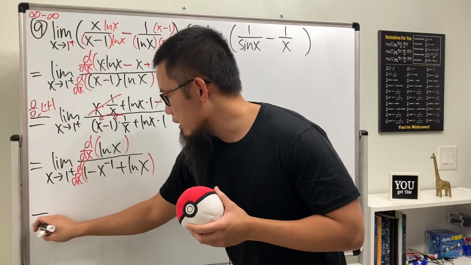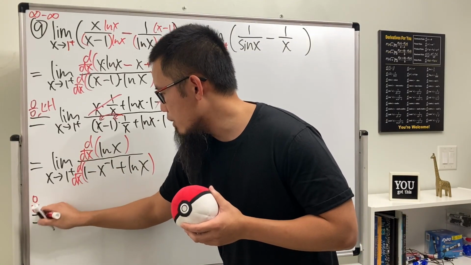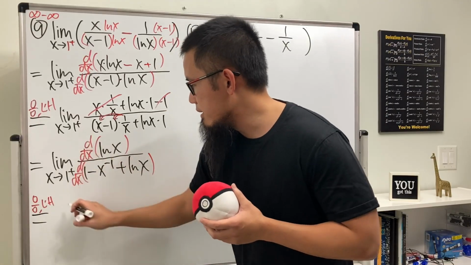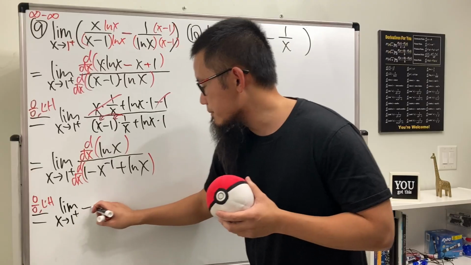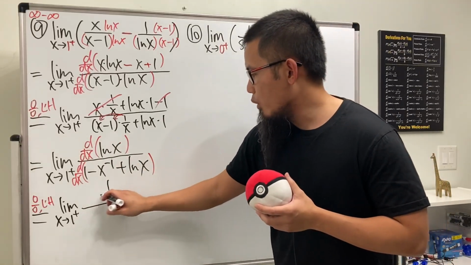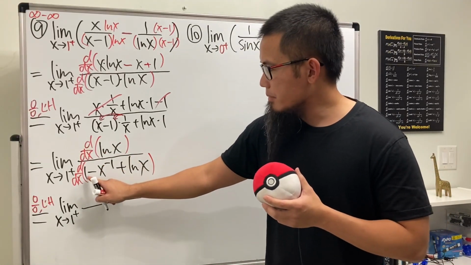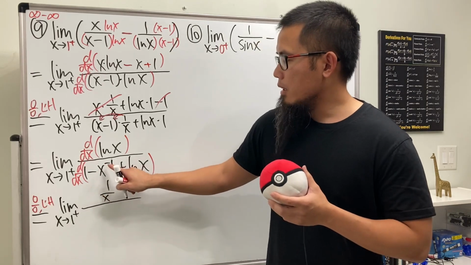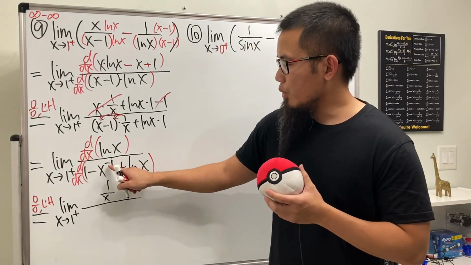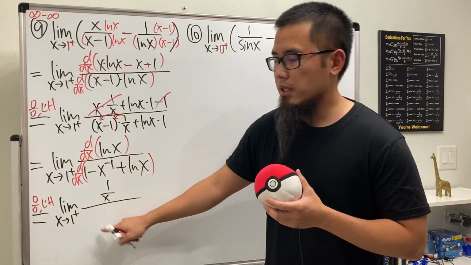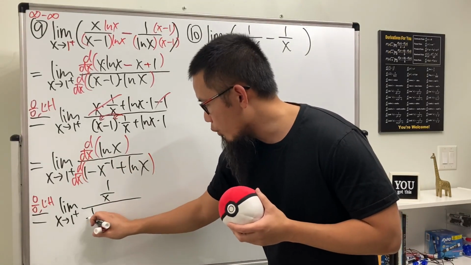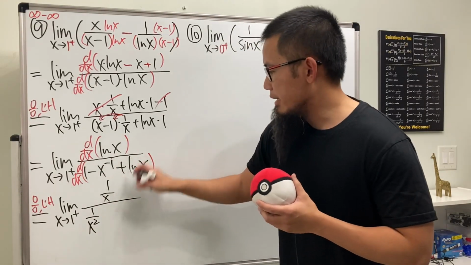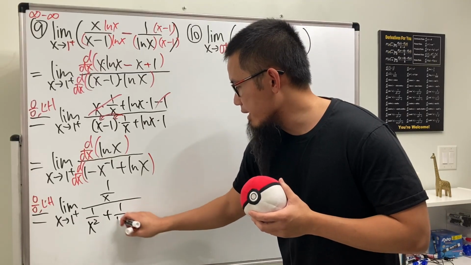Okay, so let me write this down. 0 over 0, L'Hopital's rule, and then this is the limit as x approaching 1 plus. On the top, we get 1 over x. On the bottom, this is going to be 0. The derivative of this, we put the negative in the front, so it's positive. Minus 1 here, so it's x to the negative 2, which is 1 over x to the second. And then the derivative of that is just 1 over x.